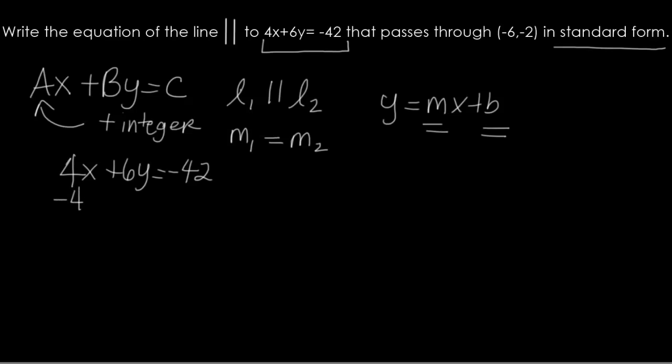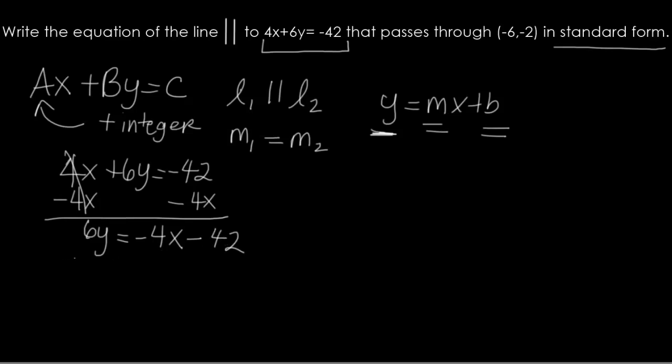So first thing we need to do, let's get rid of this 4x, because remember, our goal is to isolate our y. So let's isolate our y. What are we left with on this side? 6y equals negative 4x minus 42. Isolate y, what's next? Get rid of the 6. Divide that side by 6. Divide this side by 6. What's left? y equals negative 4x minus 42 over 6.